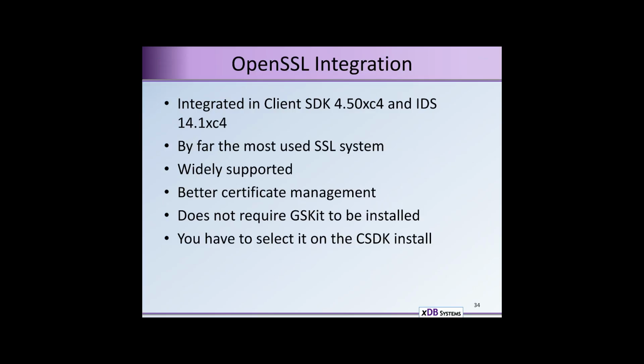So OpenSSL. This came in the client SDK 4.5 XE4. As Carlton mentioned earlier, when you install the client SDK, it'll give you the option of GSKit or OpenSSL. If you choose OpenSSL, this is what we're going to go with. This is the standard out there. 90+ percent of Unix systems will have OpenSSL installed. It is like the universal standard on this. A little easier to use if you're doing anything custom with it. Ton of documentation out there about it to do just about anything you need.